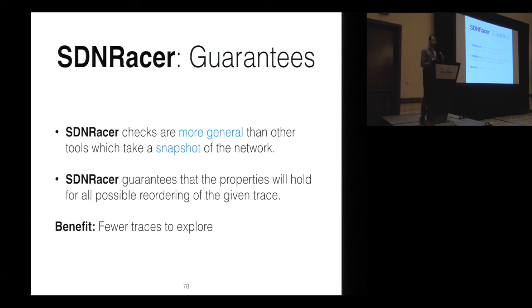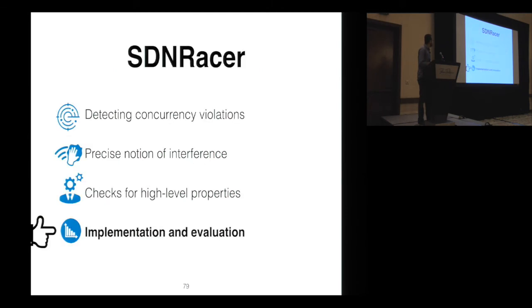So there are some guarantees here, because we are leveraging the happens-before model. SDNRacer's checks will actually guarantee that the property will hold for any reordering of the given trace, which means that you actually check fewer traces. Basically, we check only different traces, but you don't have to check again and again if you have reordering in the trace.